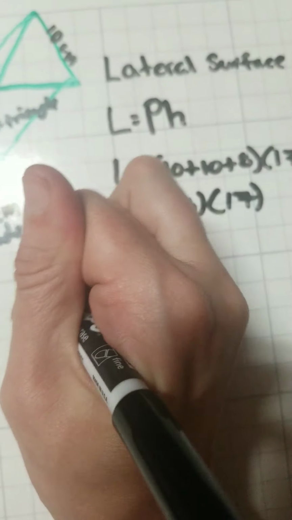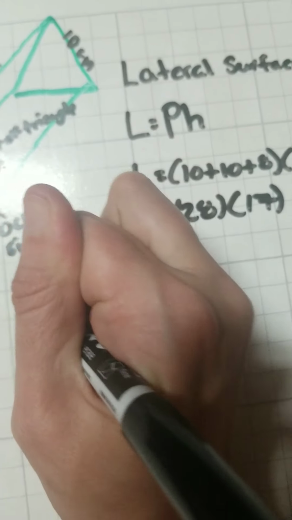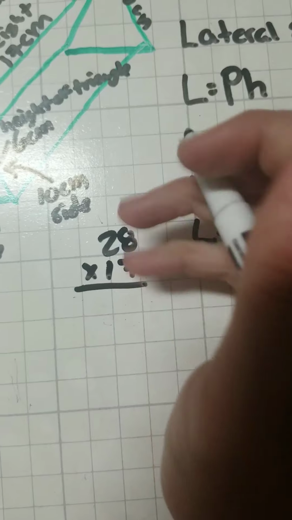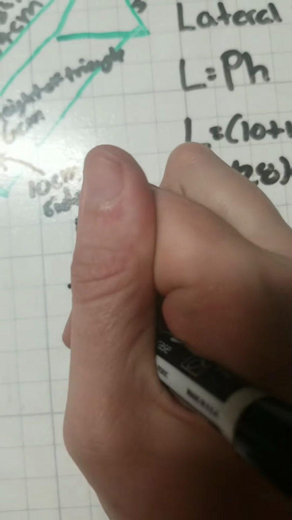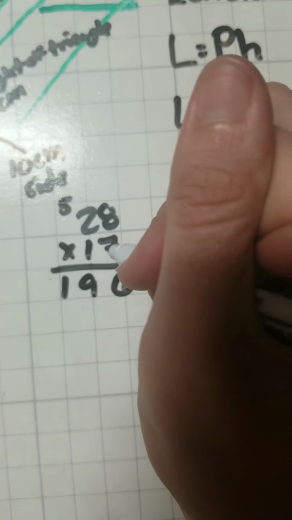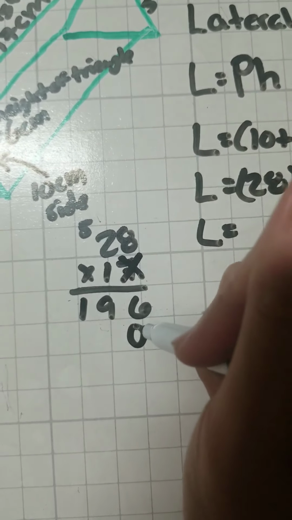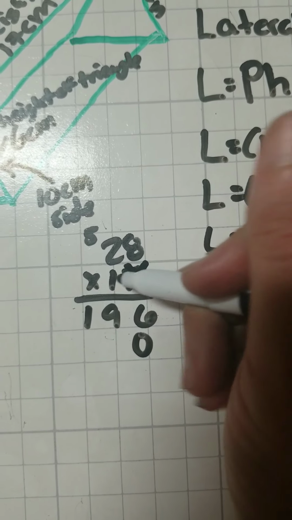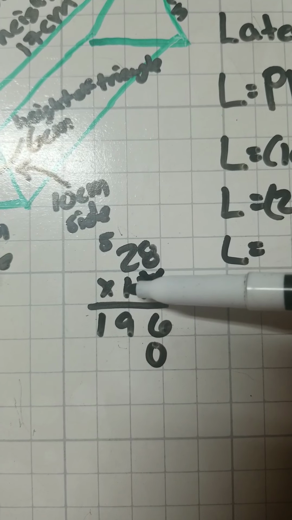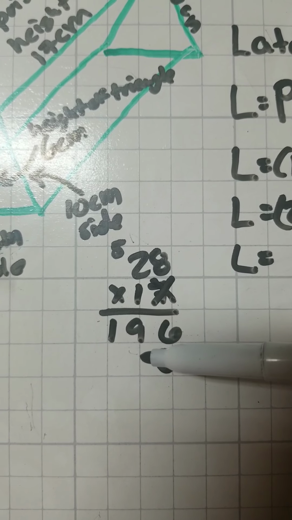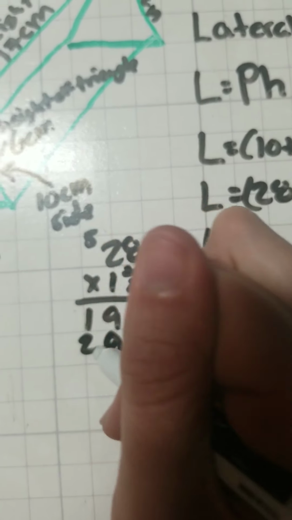So I'm going to do 28 times 17. 7 times 8 is 56, so I put a 6, carry a 5. 7 times 2 is 14, plus 5 is 19. Because I am done with this 7, I'm going to mark it out and bring down a 0. That 0 means that I am shifting over one place value. So I'm going over 1 here. I have to go over 1 here. 1 times 8 is 8, and 1 times 2 is 2.